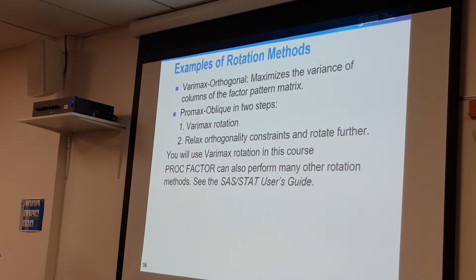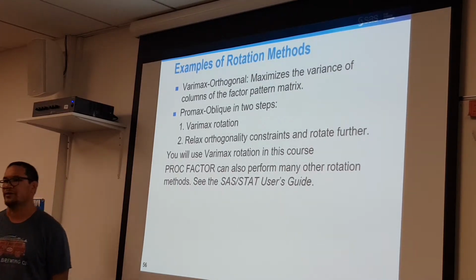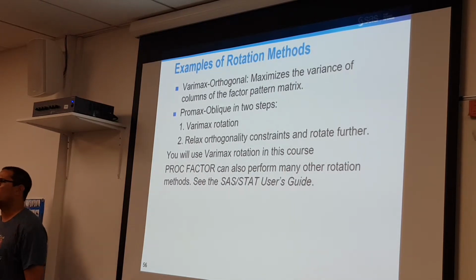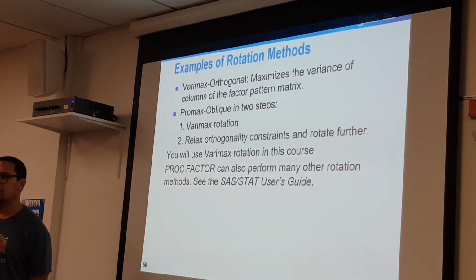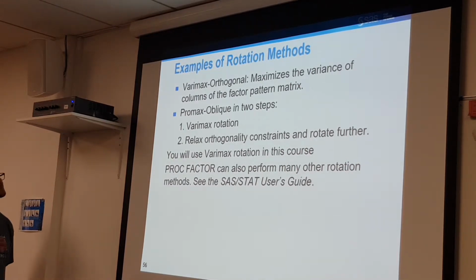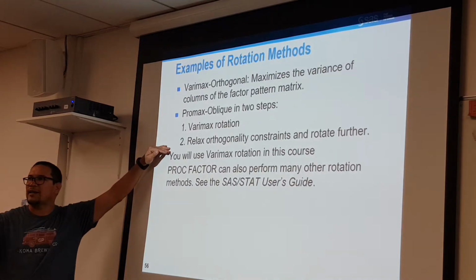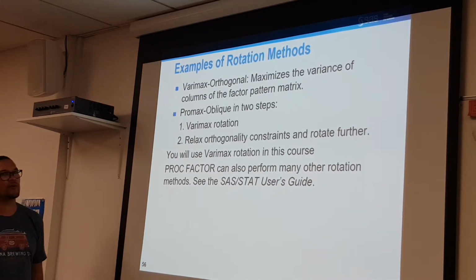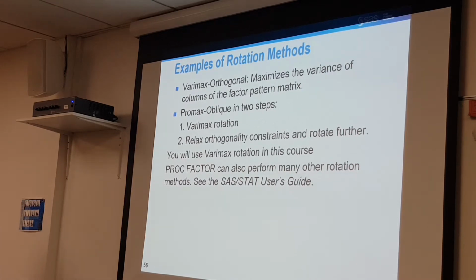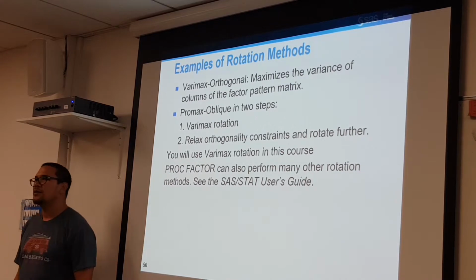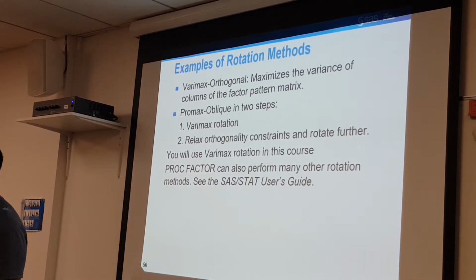By far the most common rotational method is the Varimax orthogonal method. Right? So you're just trying to maximize the variance of the columns of your loadings. The oblique rotation basically does the Varimax rotation, and then it relaxes this orthogonality constraint and lets you move the axes a little bit more, so that they're not necessarily at right angles to one another. This can be a little bit dodgy, but there are certain scenarios where it will be useful.